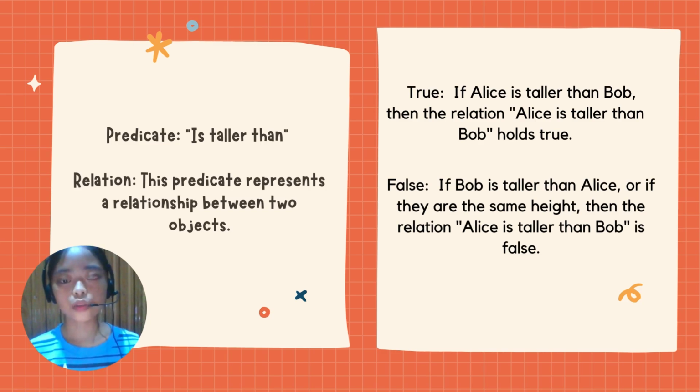So this formal representation shows how the predicate "is taller than" establishes a relation between the objects Alice and Bob, and the truth value of the relation depends on whether the predicate holds true for those specific objects.